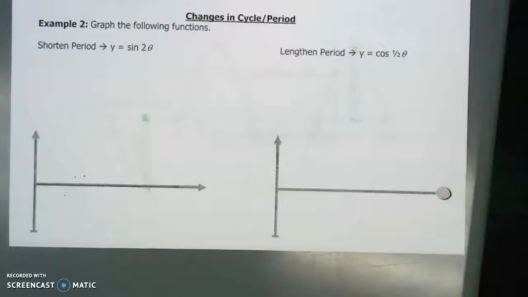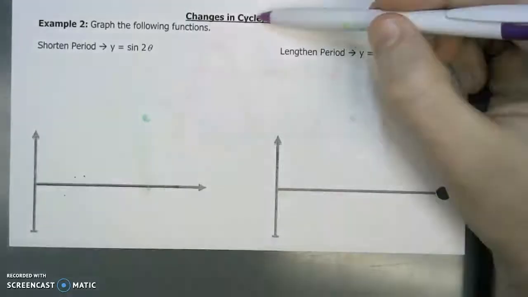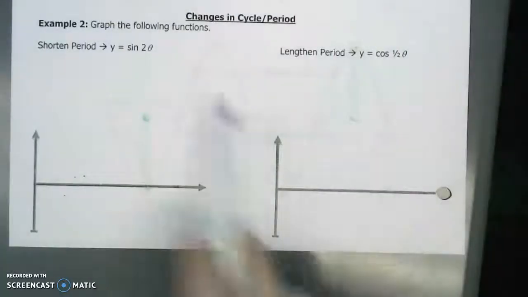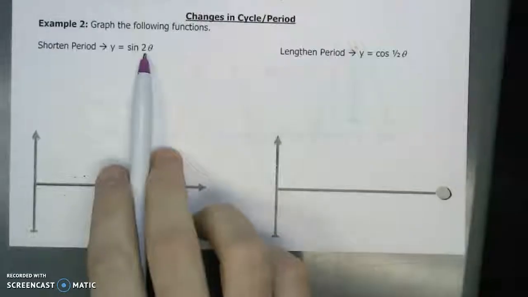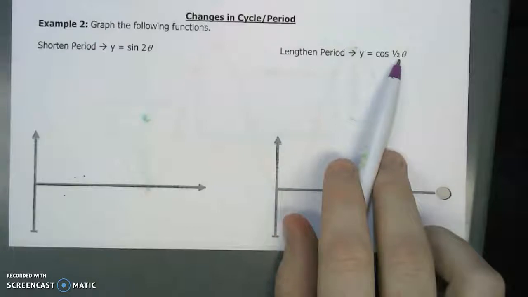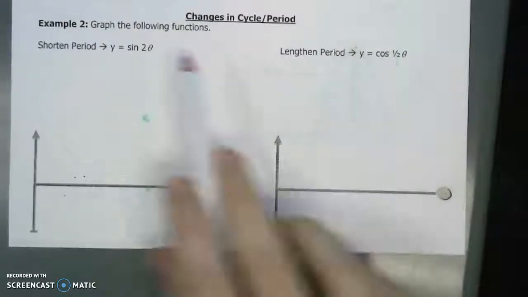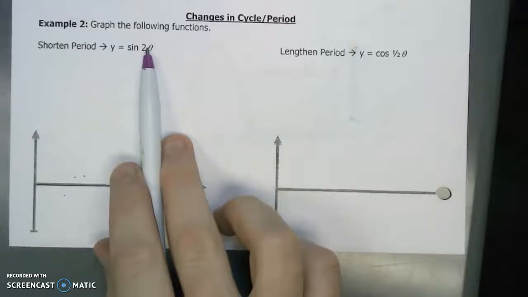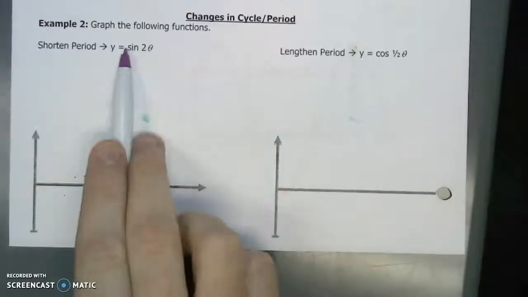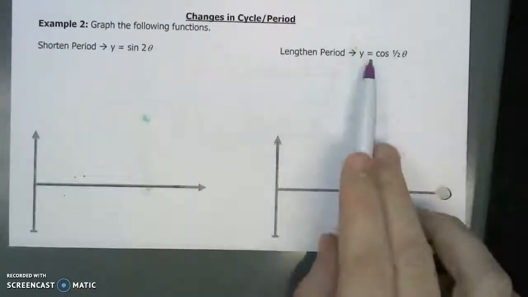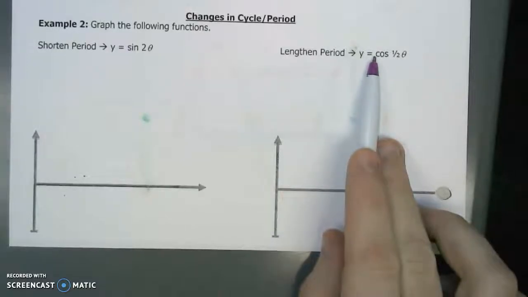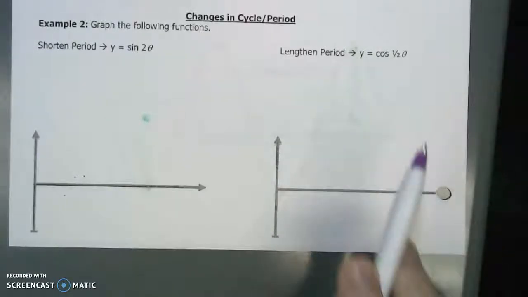In example 2, we're changing the cycle or the period. So you're going to see numbers now being multiplied to your theta. So here we're multiplying by 2, here we're multiplying by 1/2. So the theta values are different. But the y values will not be different because we're not multiplying anything in front of the sine or cosine like we did in example 1. So this is going to change your theta column.